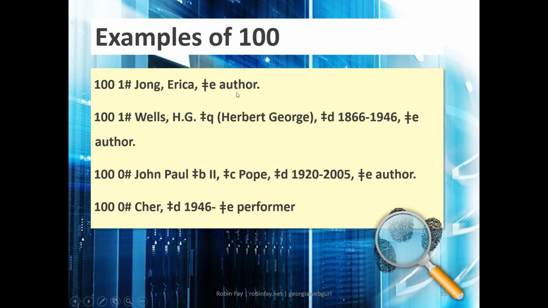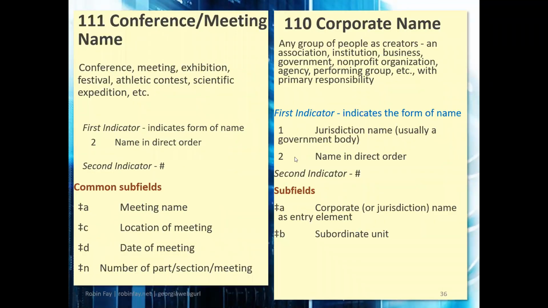You're picking off a list from RDA. So author, there you go. That's what you put for an author. I've given you that one. Performer, that's what you put for musicians. Most musician, performer kinds of people. So it's a list that you pick off of. Examples of conference meetings.